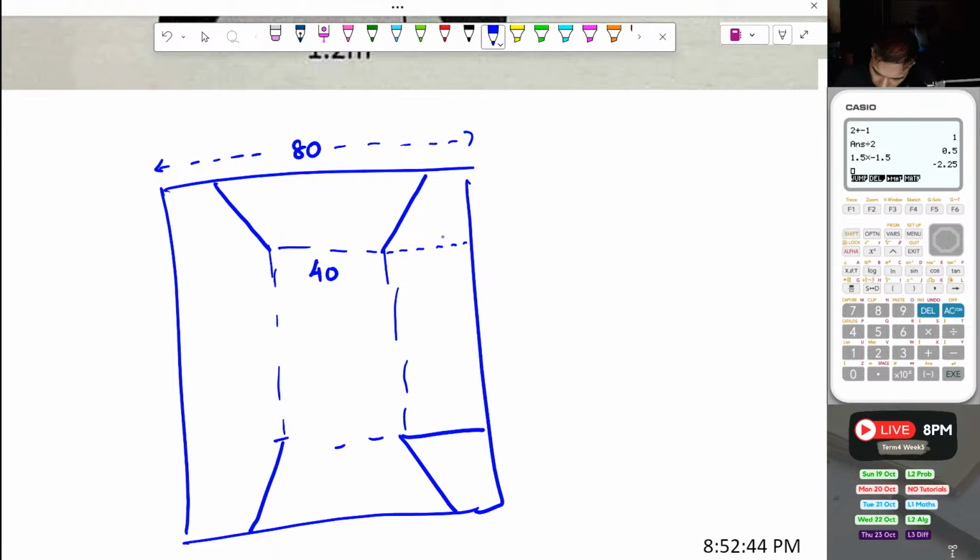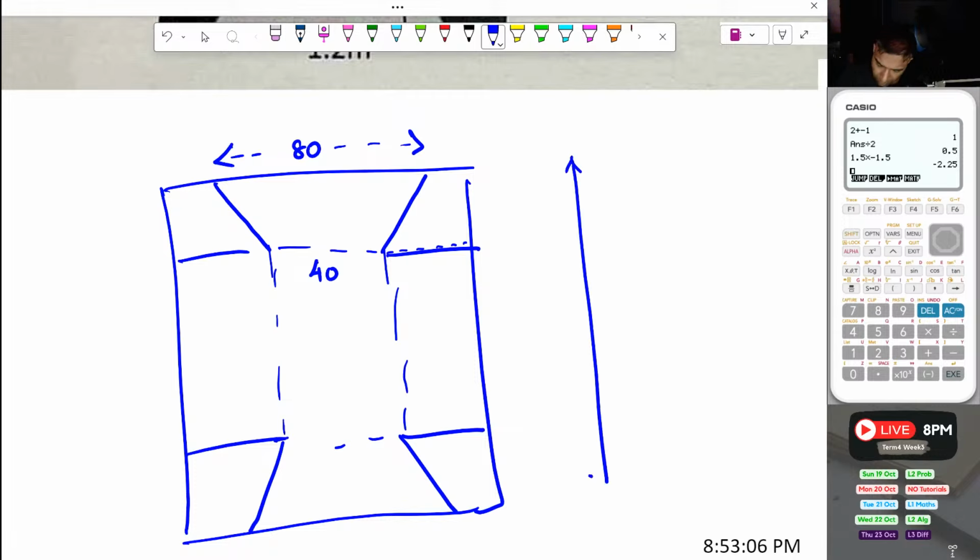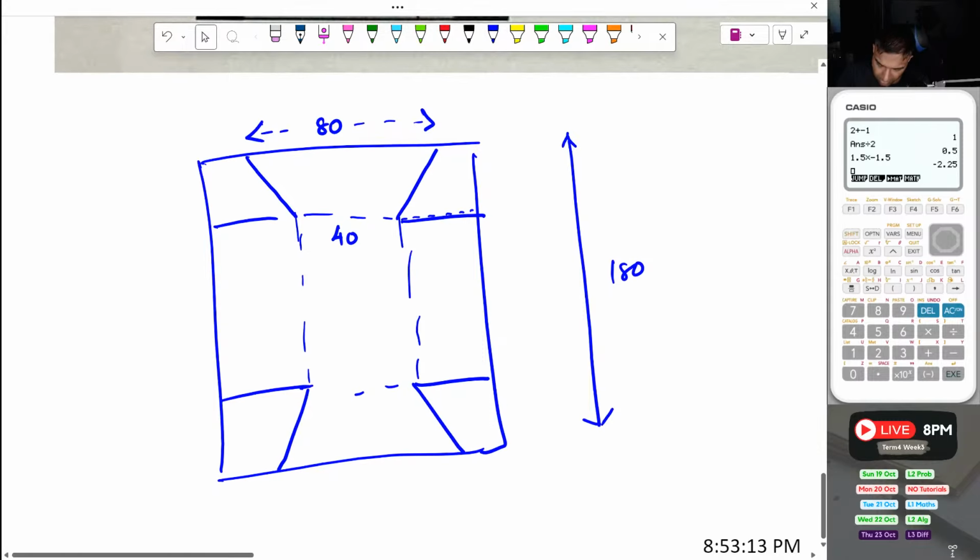Where this is going to be chopped off, and 80 is not actually from there. 80 is from there to there. What's the other one? 1.8 meters tall, 80 centimeters, so that's going to be 180 and 120.